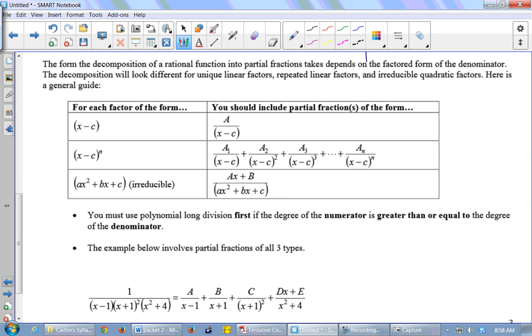For each factor that looks like x minus c, you should include in the partial fraction decomposition a constant over that factor. If you have a repeated linear factor, so if you had like x minus 4 squared, right, you would have to use that linear factor twice. Well, 3 times. You put a constant over it by itself and then a constant over it squared. If it was cubed, you'd have another constant over it cubed. And then if you have an irreducible quadratic, right, something that can't factor without the use of i's, then you put a linear term over that quadratic term.